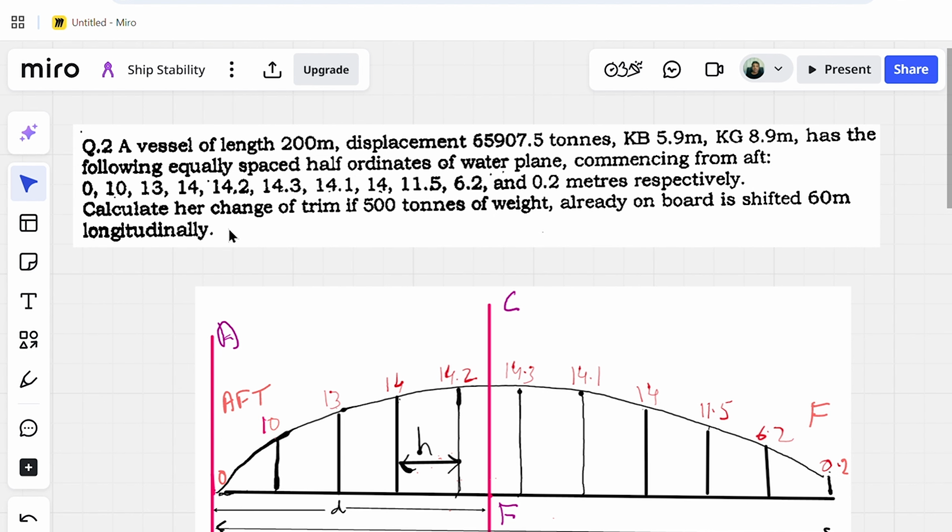So whenever you come across a question which is asking to calculate change of trim, obviously you need two things: trimming moment and MCTC. So you can see that trimming moment is easily available, weight multiplied by distance by which it has been shifted, W into D, but MCTC is not available. So let me take you through some basics of longitudinal stability.